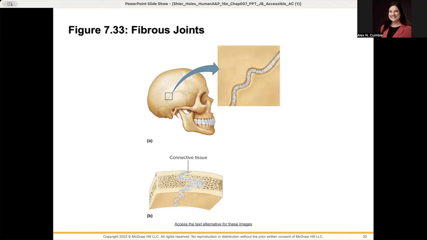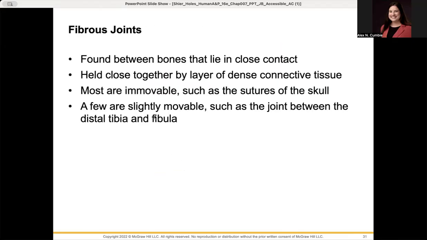I was going to give the example here for the other one. Let me go back. For one that is slightly movable, which we would term amphiarthrotic, this type of fibrous joint is between the tibia and the fibula, or the radius and the ulna, allowing slight movement between these bones.